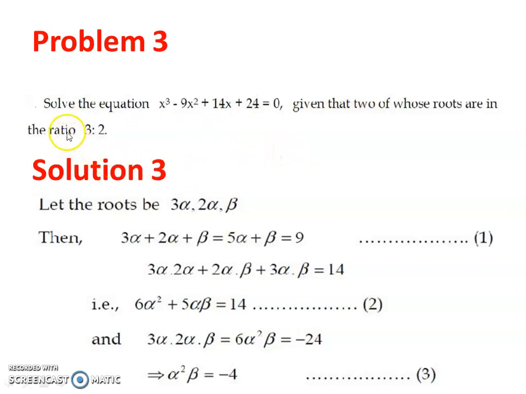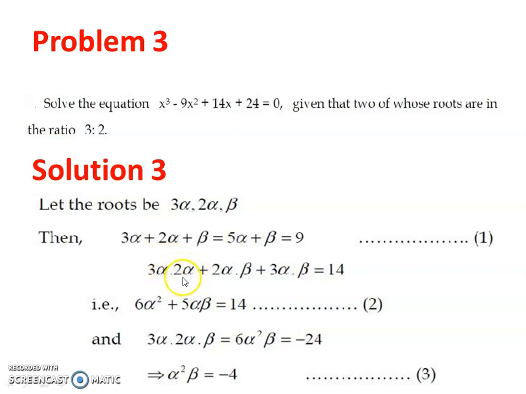Anyway, the roots in the ratio 3:2 can be taken as 3 alpha and 2 alpha, and there will be another root that we can take as beta. Then, as we know, the sum of the roots is 3 alpha plus 2 alpha plus beta, which upon simplification is 5 alpha plus beta, and we know that the sum of the roots is equal to minus b by a, that will be minus of minus 9 by 1, that is equal to 9.